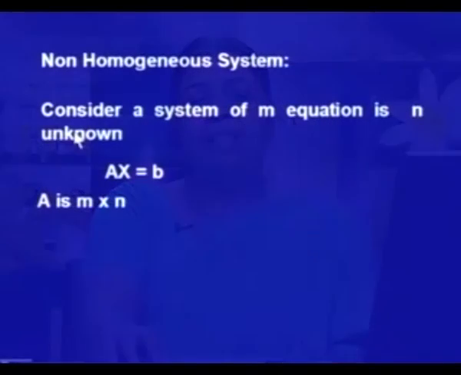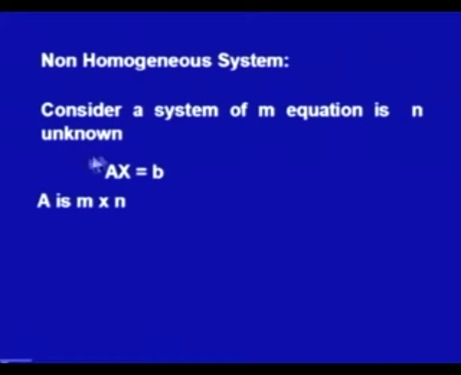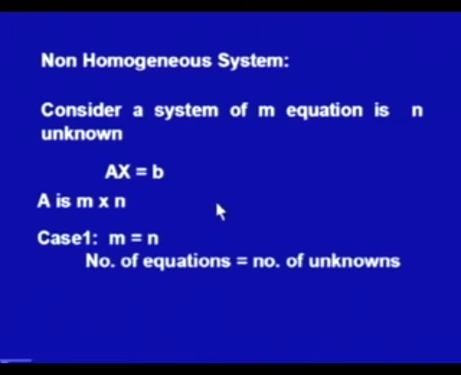Now, we consider a non-homogeneous system. So, let us consider a system of m equations in n unknowns, that is Ax = b, then the matrix A is of order m by n, where m are the number of equations and n is the number of unknowns. Now, we consider different cases.